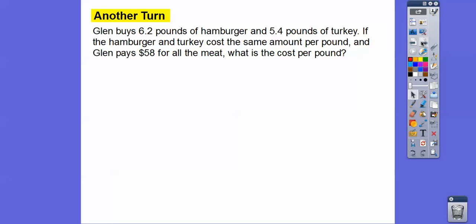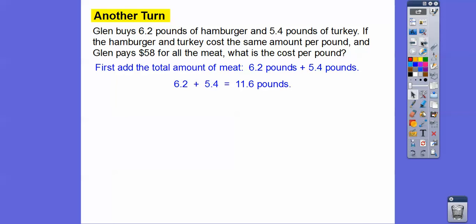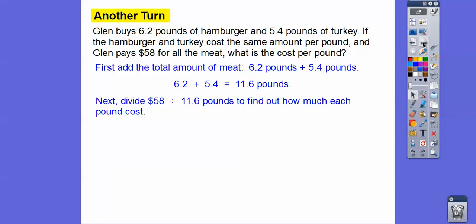So here we go. Glenn buys 6.2 pounds of hamburger and 5.4 pounds of turkey. If the hamburger and the turkey cost the same amount per pound and Glenn paid $58 for all the meat, what is the cost per pound? Okay, so let's first add the total amount of meat. So 6.2 pounds and 5.4 pounds gives us 11.6 pounds. Now he paid $58 for this 11.6 pounds, so we're going to divide $58 by 11.6.